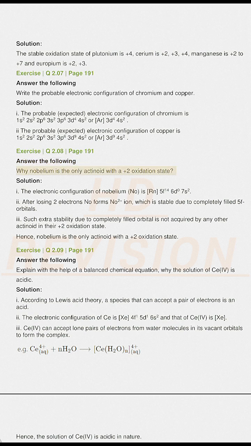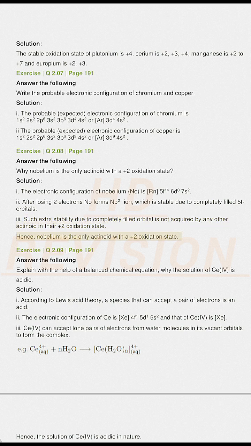Exercise Q 2.08, page 191. Answer the following. Why is nobelium the only actinoid with a +2 oxidation state? Solution. The electronic configuration of nobelium, No, is [Rn]5f14 7s2. After losing 2 electrons, No forms the No2+ ion, which is stable due to completely filled 5f orbitals. Such extra stability due to completely filled orbitals is not acquired by any other actinoid in their +2 oxidation state.